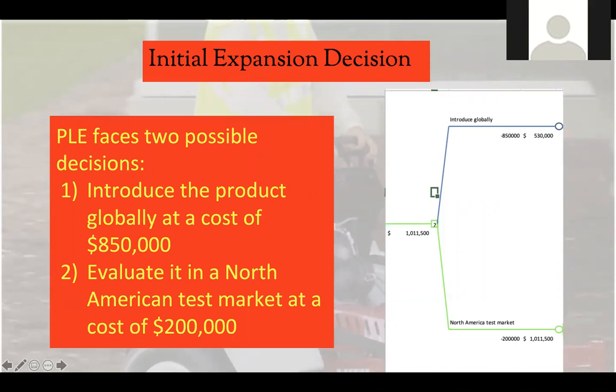Hello, I'm Hannah. In this section, I will talk about the two possible decisions that Performance Lawn Equipment will face. The company will either introduce the product globally or evaluate it in North America. If the company chooses to introduce it globally, it will cost $850,000, and it will only cost the company $200,000 to evaluate it in North America. In this slide, we have included the decision tree that we created for a better visual of the decision that PLE faced.